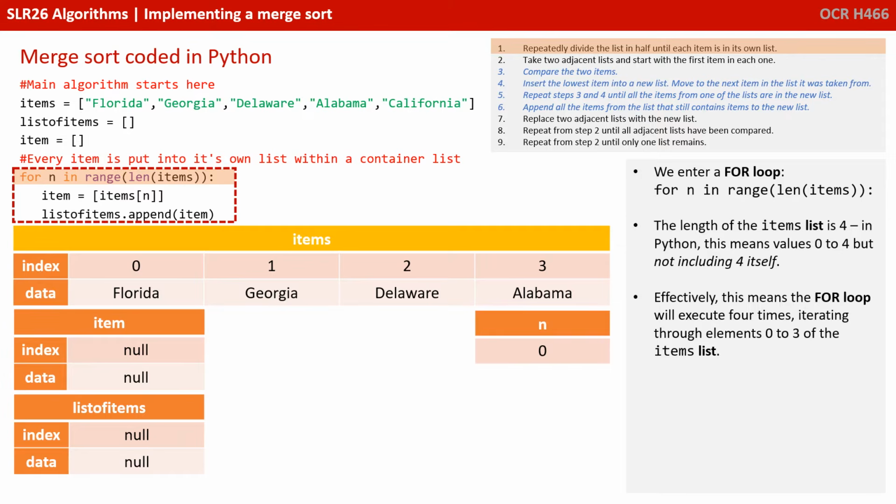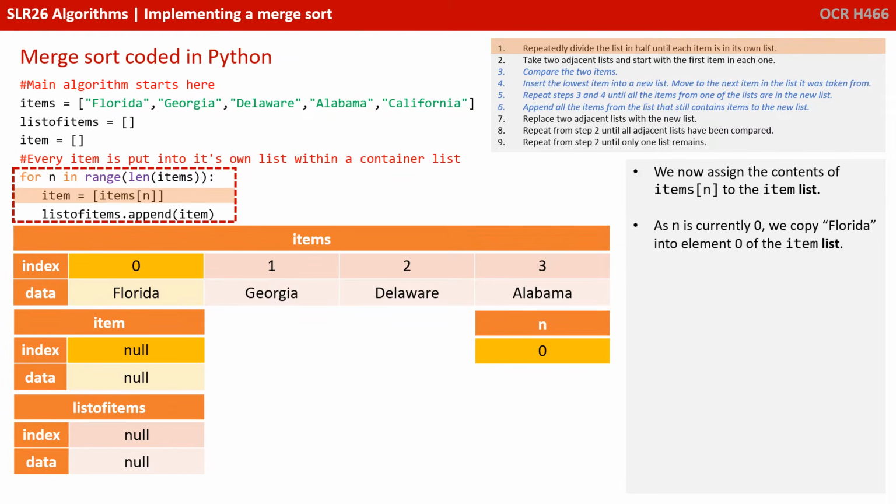We enter a for loop for n in range len items. The length of the items list is 4, and in Python this means values 0 to 4 but not including 4 itself. Effectively, this means the for loop will execute 4 times, iterating through elements 0 to 3 in the items list. We now assign the contents of items n to the item list. As n is currently 0, we copy Florida into element 0 of the item list.